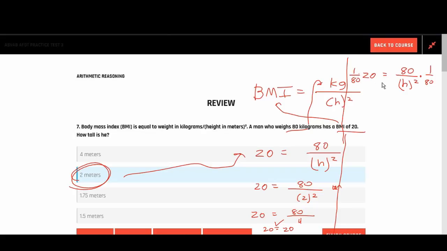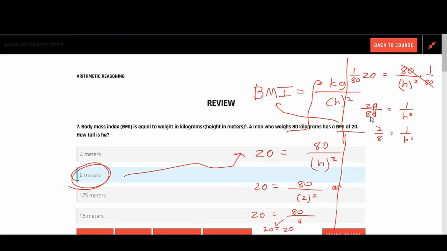That gets rid of the 80 on this side. 1 over 80 times 20 is 20 over 80. And again, this crosses out, so we're left with 1 over h squared over here. Okay, I'm going to go ahead and reduce this by kicking off these zeros. This becomes 2 over 8 equals 1 over h squared.